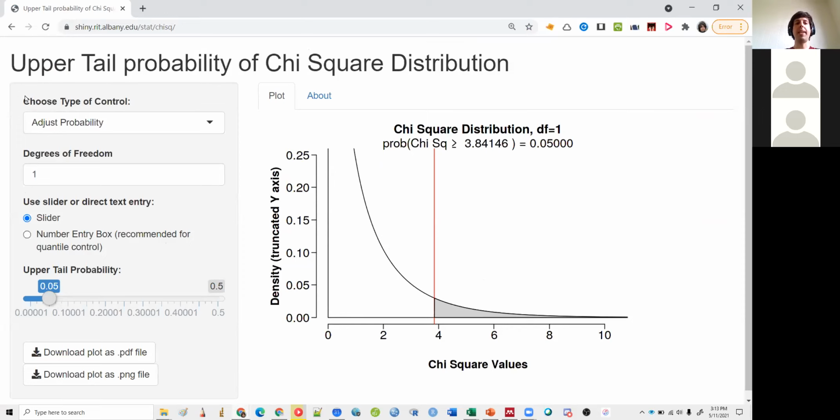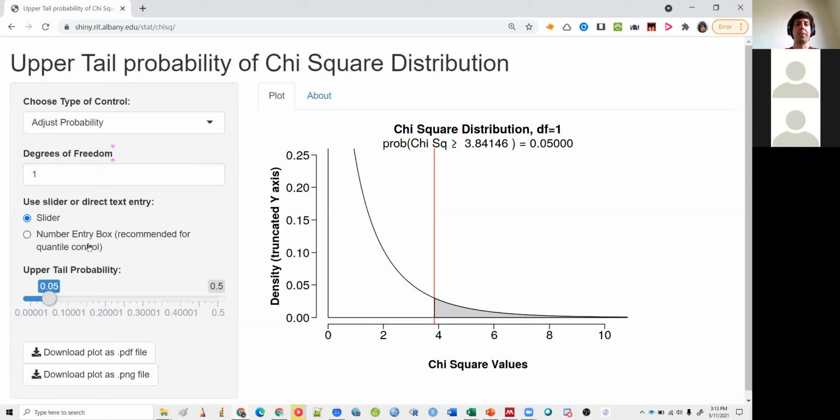So just like before, we have a left panel that gives us options. For this first part, we're going to just do the adjust probability option. That's what we use when we're trying to find the cutoff. The degrees of freedom, just like for the t distribution, we can choose any number we want, but in our case, it's going to be 1.